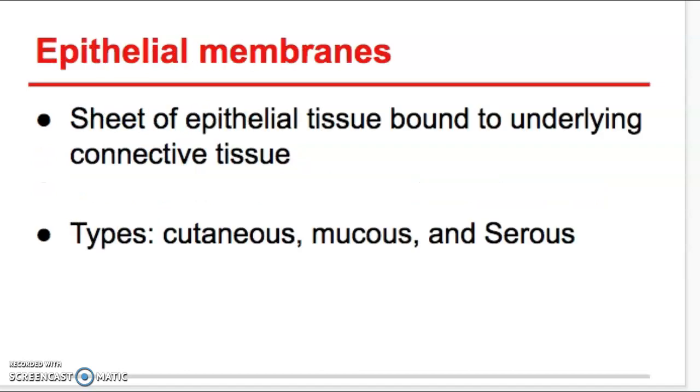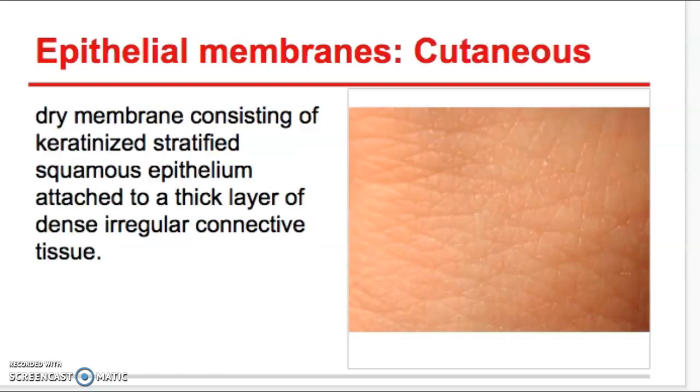We're going to first look at epithelial membranes. The majority of our body membranes are epithelial membranes. And epithelial membranes are just a sheet of epithelial tissue bound to underlying connective tissue. I mentioned the skin being the cutaneous membrane, but there's also mucous membranes and serous membranes.